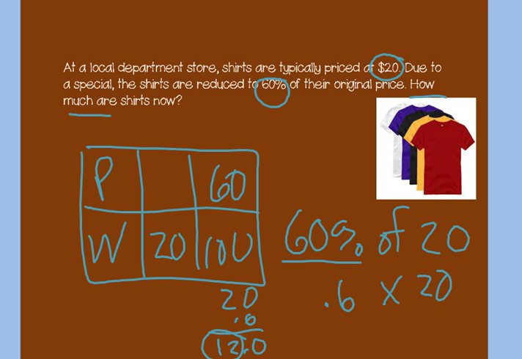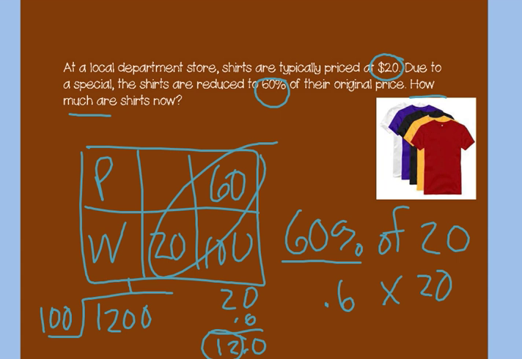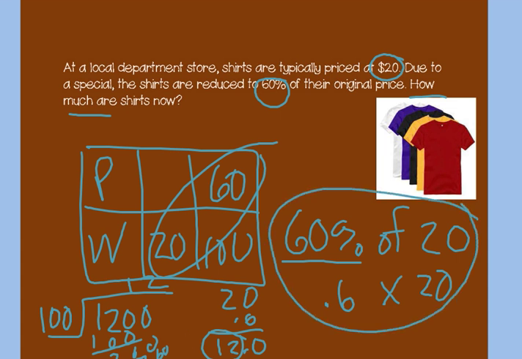Butterfly method will also work. Multiply 60 times 20. That gives you 1,200. Divided by 100. And that would give you 12 as well. Butterfly method always works. This works when you're finding the percent. 60% of 20 gives you 12.